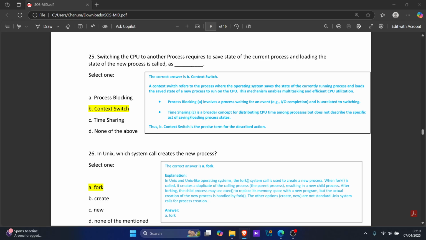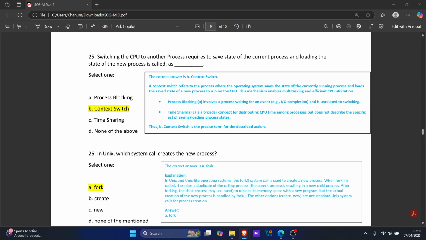Okay, let's tackle this question. The question is about what it's called when the CPU switches to another process by saving the current process's state and loading the new one. The options are process blocking, context switch, time sharing, or none of the above. I remember from my operating systems class that when the CPU switches processes, it has to save the current state so it can come back later. But what's the exact term for that?